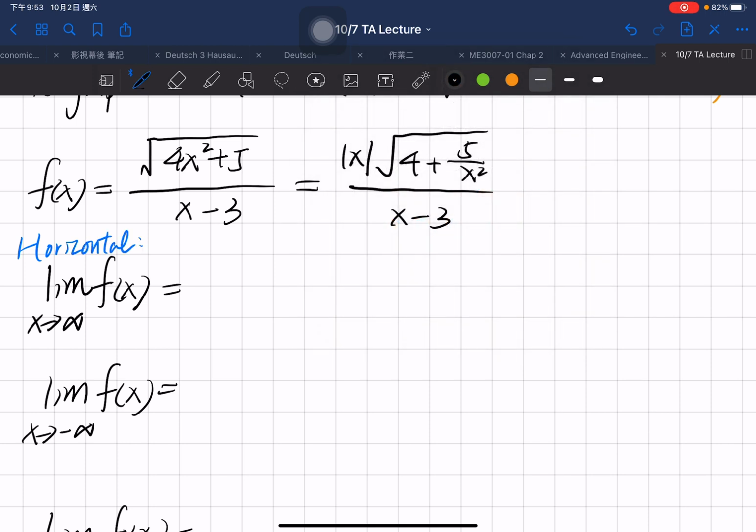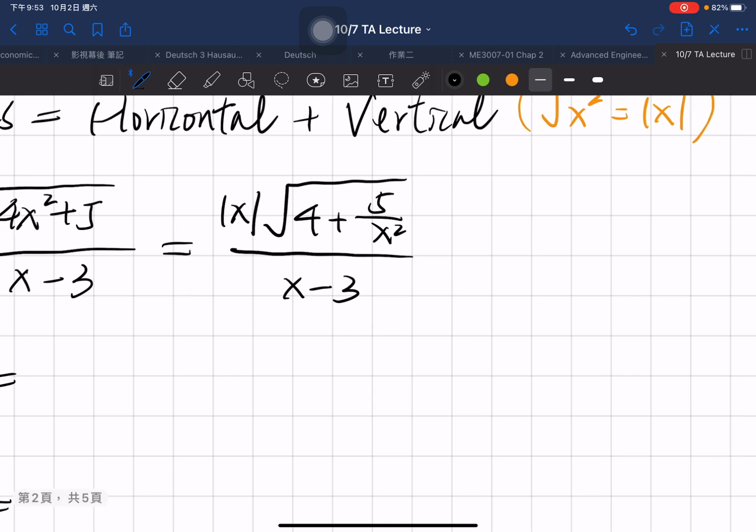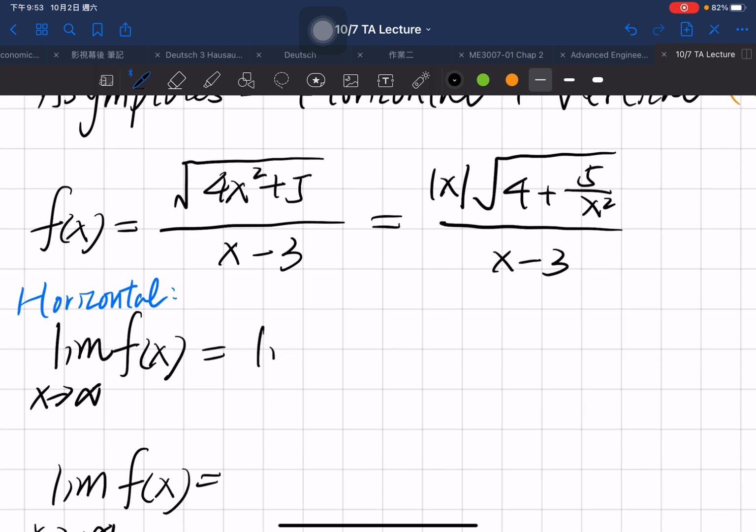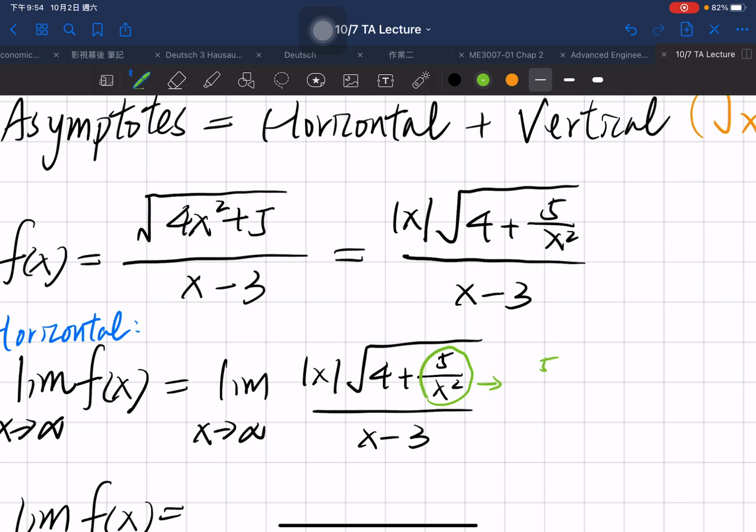Okay, so we first try when our x approaches positive infinity. In this case, when taking the limit of the function, let's say this function, we know that since this part, 5 over infinity squared, will equal 0, it will approach 0 when our x approaches infinity, right?